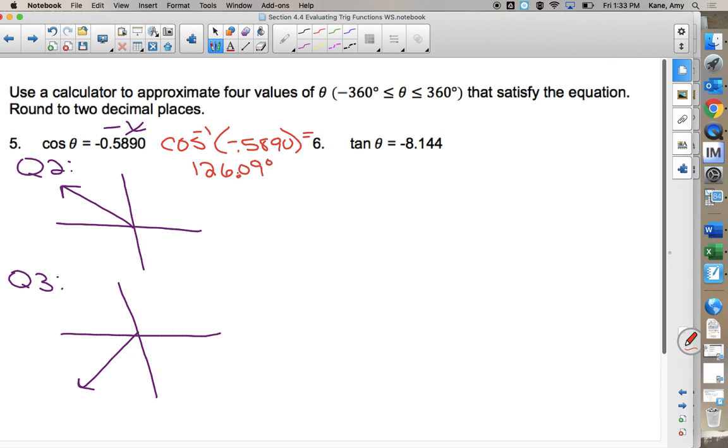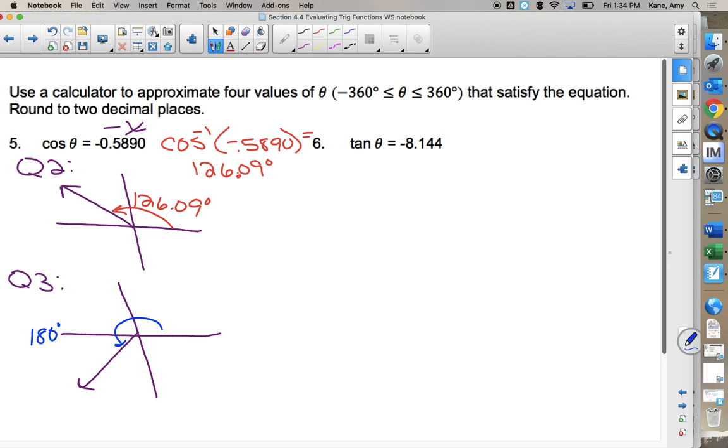And Mackenzie, one more question. 126.09 degrees is in what quadrant? Second quadrant. So that matches the angle that we're trying to find. Because my angle I need for cosine is in the second quadrant, the answer from the calculator matches that angle. But we need to find that angle that goes into the third quadrant that passes 180 degrees. And you cannot just take 180 and add 126.09.